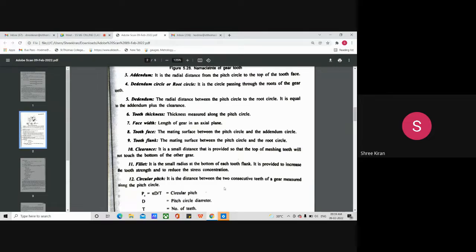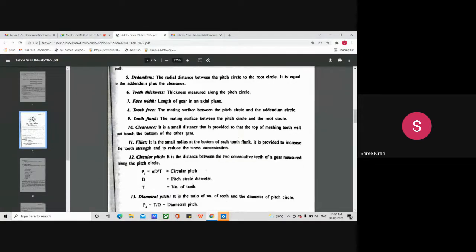where it is a distance between two consecutive teeth of a gear measured along the pitch circle. The circular pitch is always the distance between two consecutive teeth of a gear measured along the pitch circle, which is equal to pi D by T. This is circular pitch. D is capital D, the pitch circle diameter, etc.